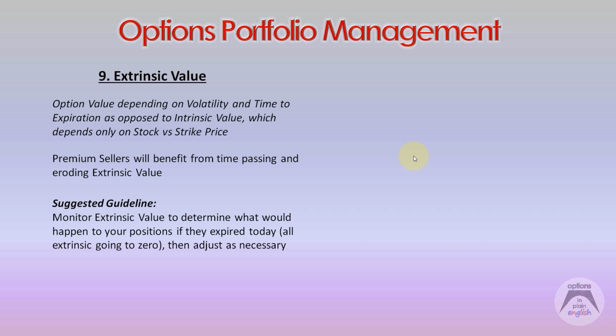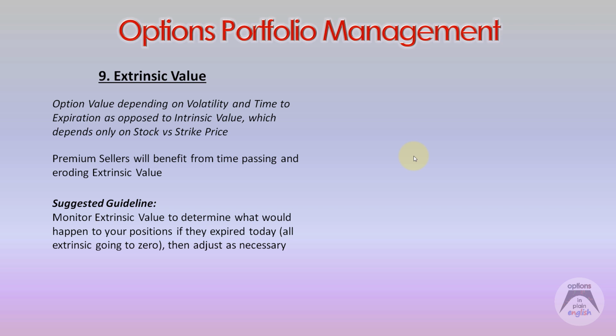Same for premium buyers. If you buy a call, if you buy a put, if you buy a strangle, if you buy a straddle, if you buy a back spread, if you do any of that, then time passing is going to work against you. And if you look at your extrinsic value, that number is the one that you're going to have to subtract from the position that you have right now.